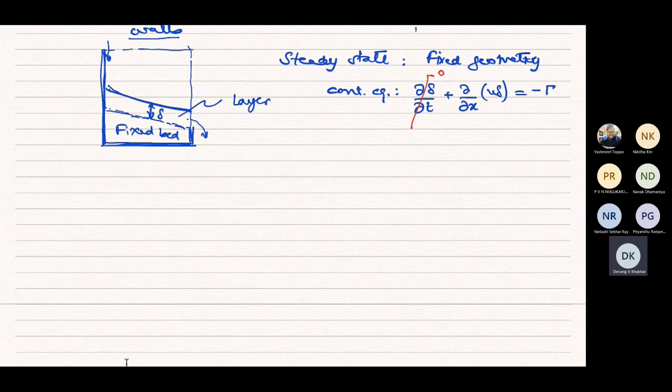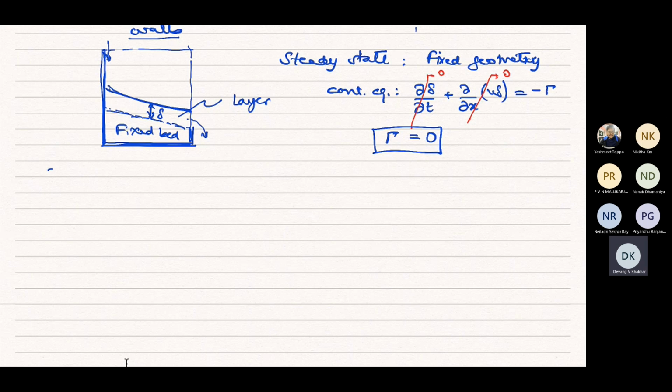So at steady state, u multiplied by the thickness, so u is the mean velocity times the thickness, so this is the flow rate. The flow rate per unit width in the z direction has to be a constant with x. So this term also is 0. So at steady state, you will have essentially gamma is equal to 0. So this is the first result that we get, that in this problem, gamma is 0.